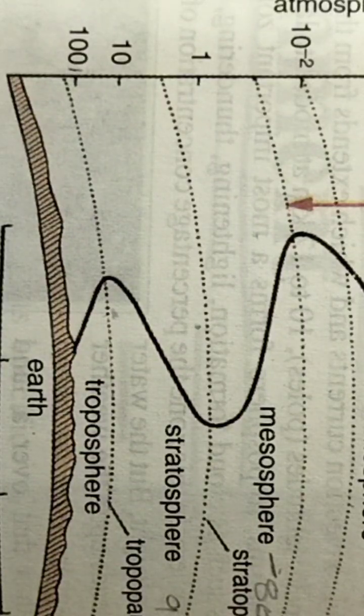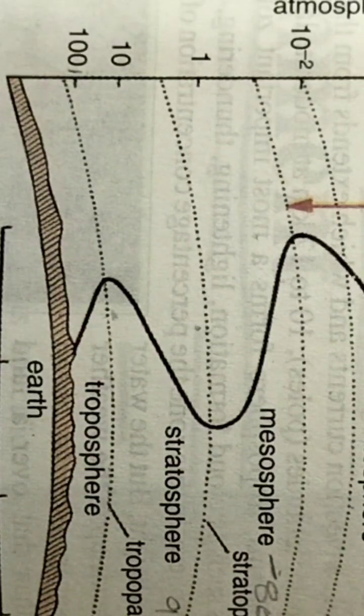Atmosphere has mainly four layers: troposphere, stratosphere, mesosphere, and thermosphere. Troposphere contains about 80% of the total mass of the atmosphere. All weather phenomena and cloud formation take place in this layer.